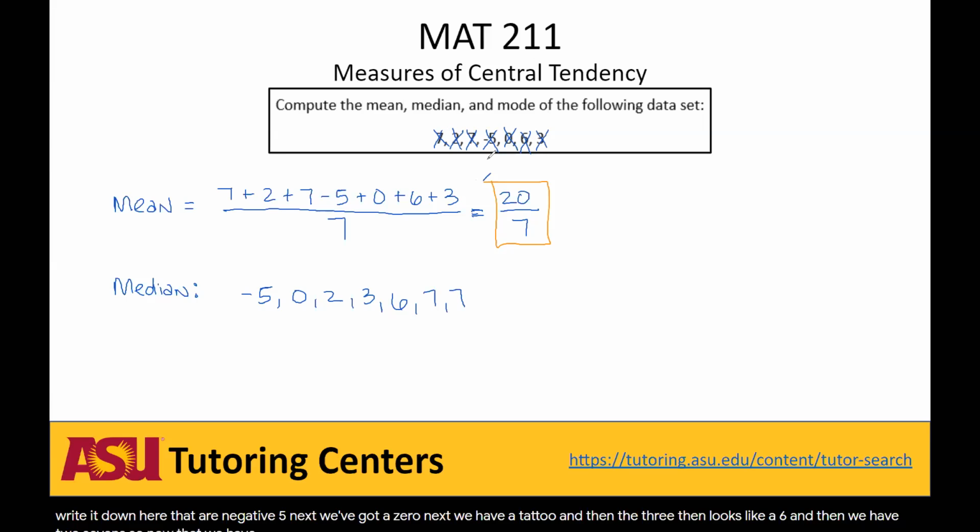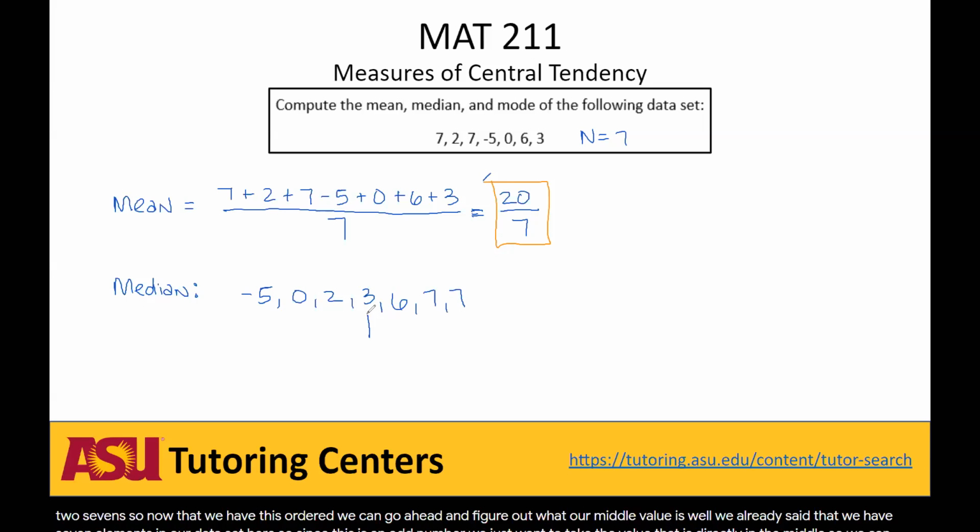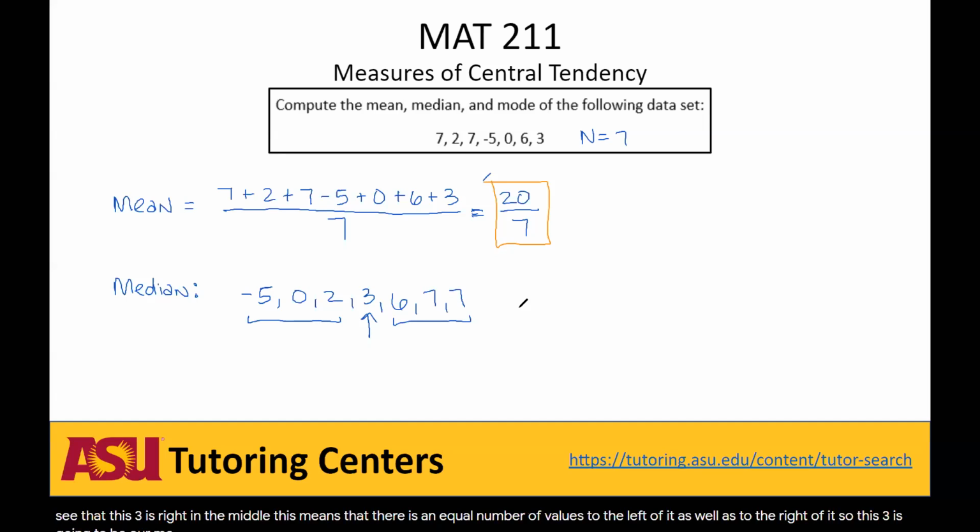So now that we have this ordered, we can go ahead and figure out what our middle value is. Well, we already said that we have 7 elements in our data set here. So since this is an odd number, we just want to take the value that is directly in the middle. So we can see that this 3 is right in the middle. This means that there is an equal number of values to the left of it as well as to the right of it. So this 3 is going to be our median.